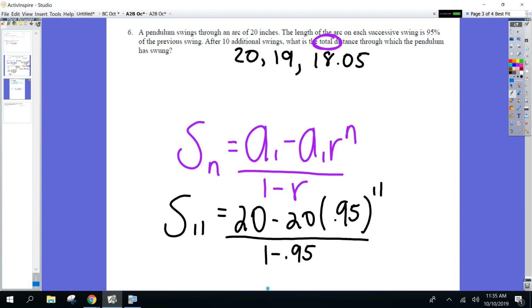And there are no rounding directions here, so just get in the habit in this class anyway, because it's the same on the Regents. No rounding directions. We write up the full calculator display.